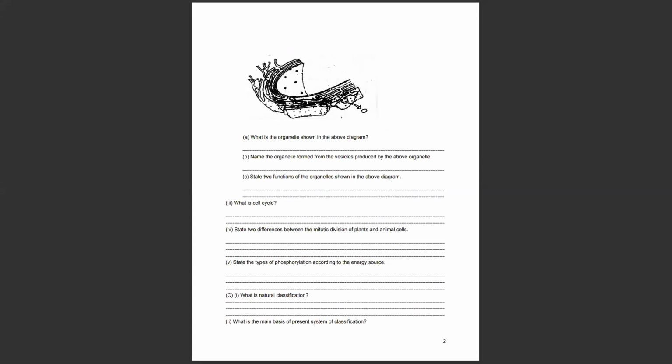Right, now they have given a figure. What is this organelle? This is endoplasmic reticulum. So for part A, the answer should be endoplasmic reticulum. You know, there are 2 types of endoplasmic reticulum. But before that, what is endoplasmic reticulum?